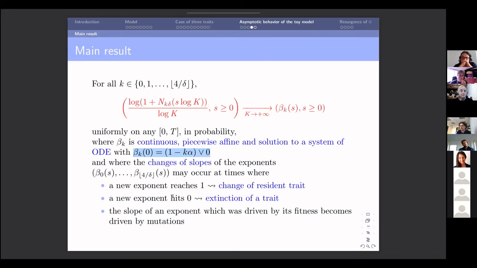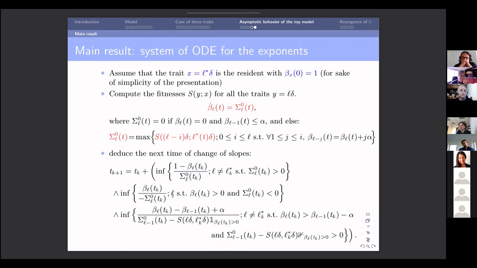Okay, so the formula is just awful. Maybe it's not useful for me to explain it in detail, but it's just summarizing all that I said. So, okay, I call L star the resident trait. And then I need to define the fitnesses.